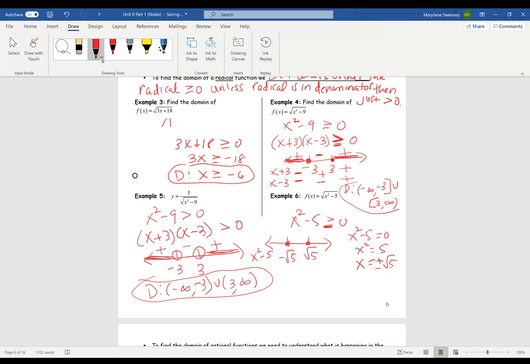Radical 5, that's a little bit more than 2, I think about 2.2. So if we just go to 3, that would be positive. In between, we'd pick 0, that's negative. And then to the right of radical 5, let's say 3, again, positive. So domain would be negative infinity to negative radical 5, hard bracket, and then positive radical 5 to infinity.